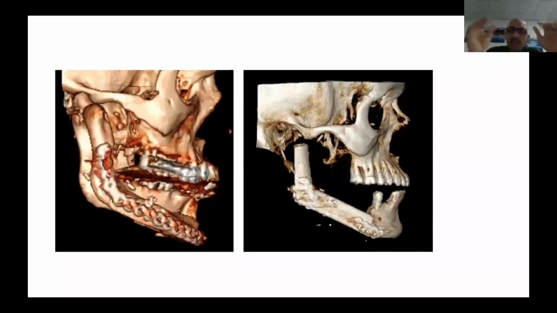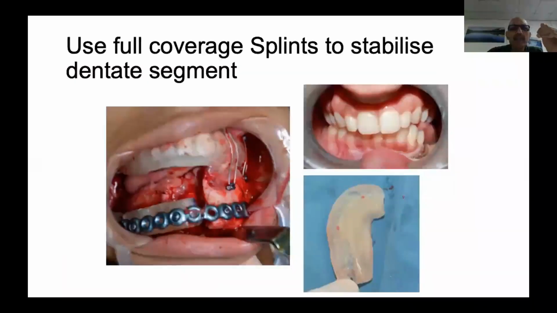The third case scenario is if there is no condyle, then again there is a great risk of drifting of the reconstructed mandible, jeopardizing your final aesthetic and functional outcome. So we'll deal with that situation by the use of full coverage splints. These full coverage splints are prefabricated, and this is going to cover the upper maxillary dentation, as well as the dentate portion of the mandible completely.